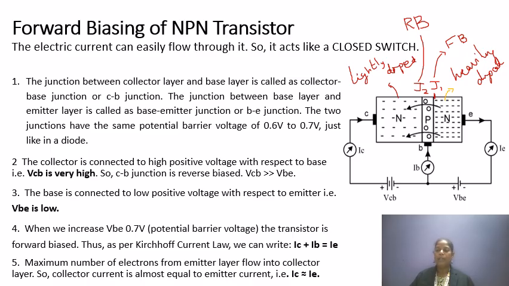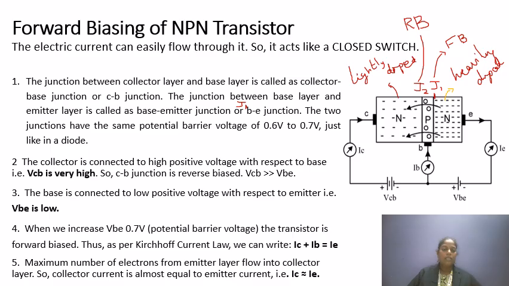Low resistance to high resistance means the junction between the emitter and the base. We know the emitter is heavily doped. Emitter and base is called junction 1, which is forward biased. Base and collector is junction 2, which is reverse biased. Clear? Now the concept: the junction between the collector layer and the base layer is called the collector-base junction, that is J2 (CB junction). The junction between the base layer and the emitter layer is called the base-emitter junction, which is J1.